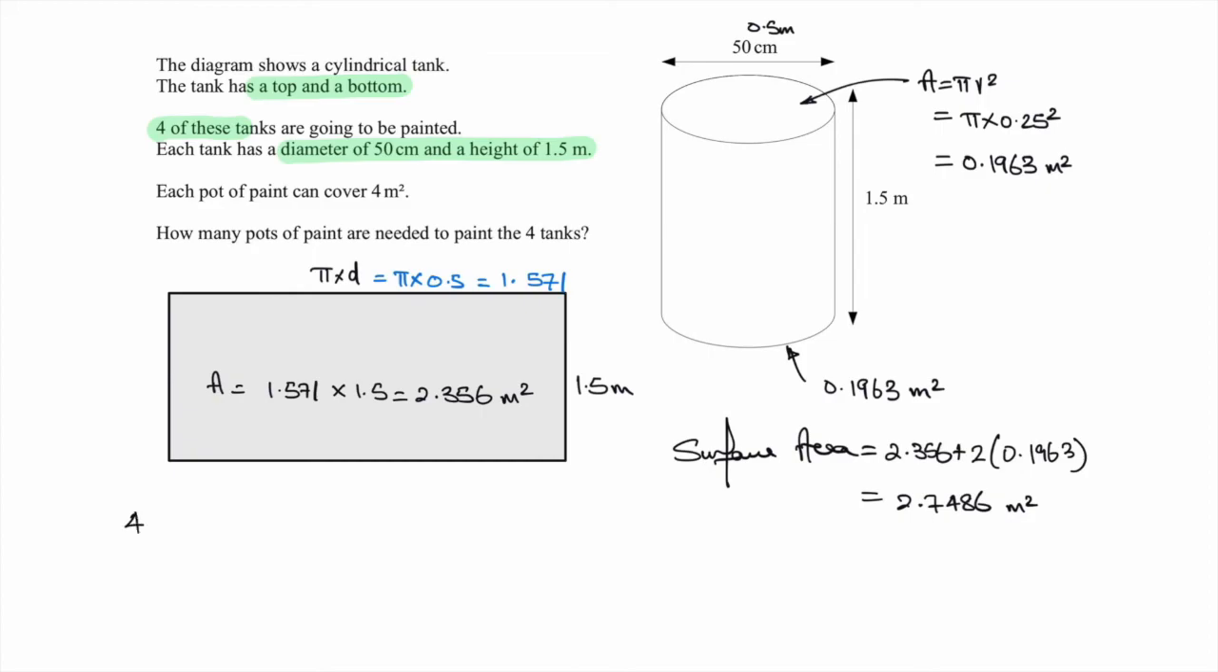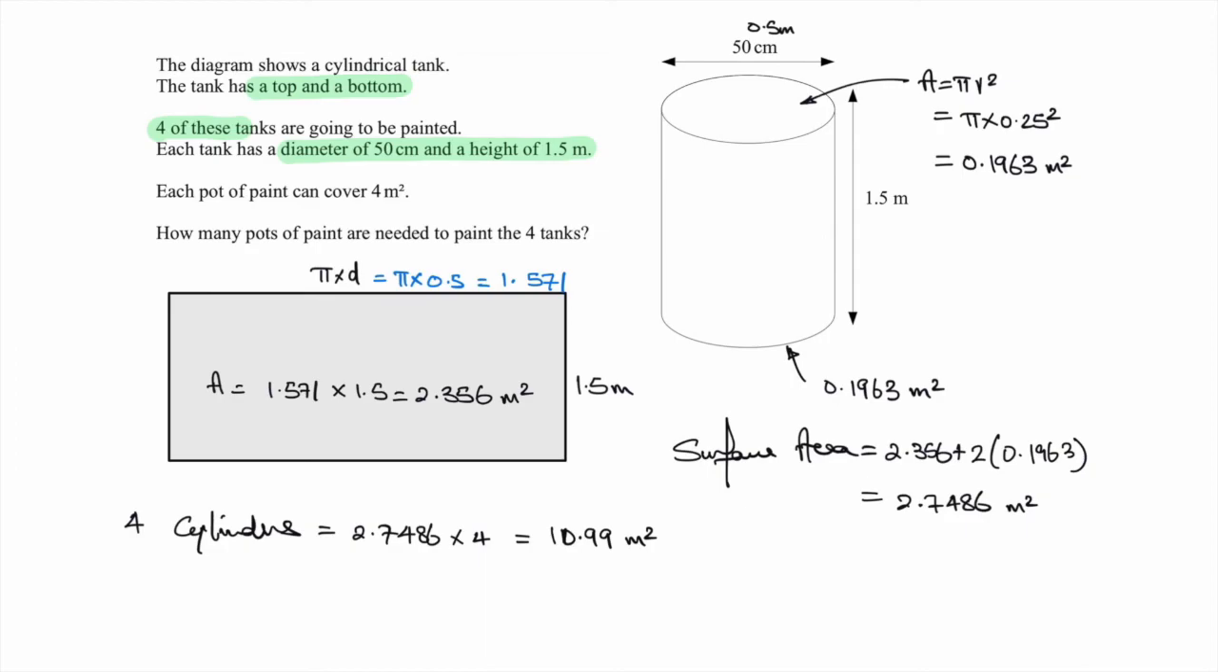So 4 cylinders will be 2.7486 times 4. So what's the total surface area of all of those? 10.99 square meters. Now we know that each pot of paint is going to cover 4 square meters.